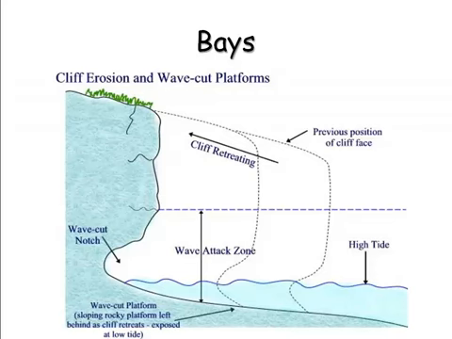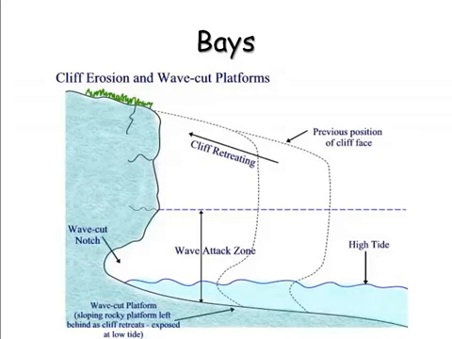Over time, as that wave cut notch erodes backwards, the cliff becomes increasingly unable to support its own weight above the wave cut notch. The cliff will collapse, and the waves will carry the material out to sea. What you can end up with then, obviously, is the cliff eroding backwards, retreating is the technical term.